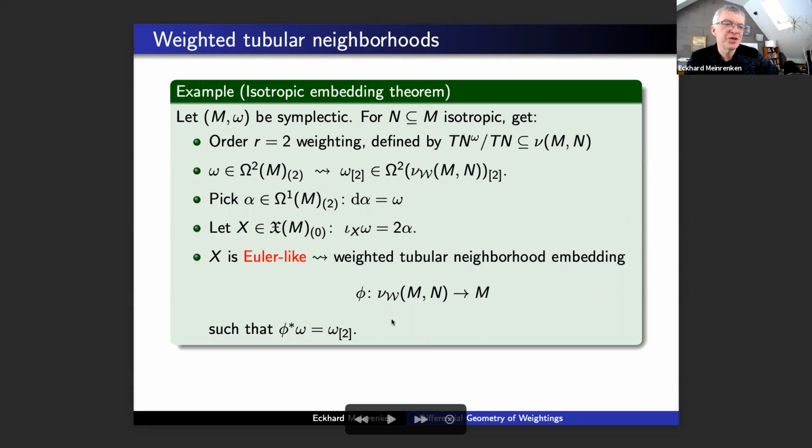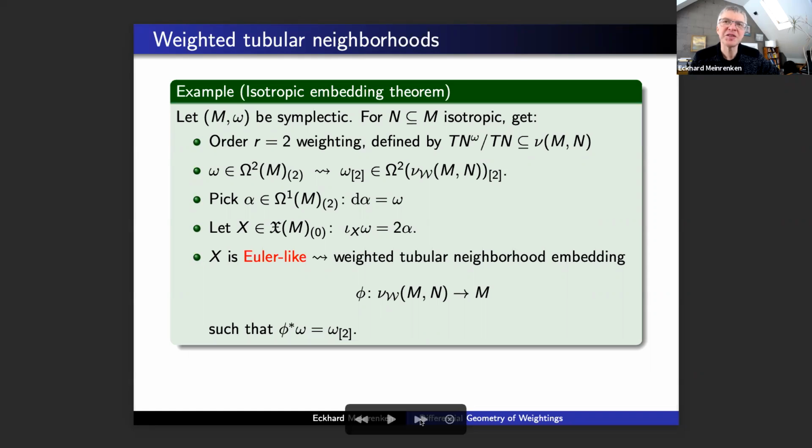Yeah, and this tubular neighborhood embedding has the property, with a little argument, that the pullback of the symplectic form under the tubular neighborhood embedding is the model symplectic form. So it's actually a one-line proof, which I should have included here.